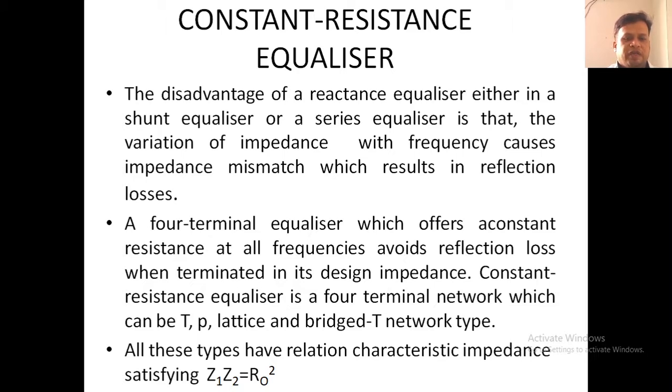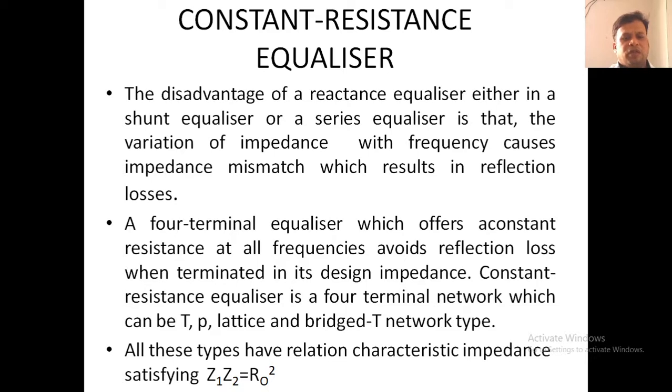And the constant resistance equalizer is a 4-terminal network which can be a T-type network, a pi-type network, a lattice network, and a bridged T network type. All these 4-terminal equalizers we have seen. In the previous class we studied the different configurations of these networks: T, pi, lattice, L shape, and bridged T network type also.